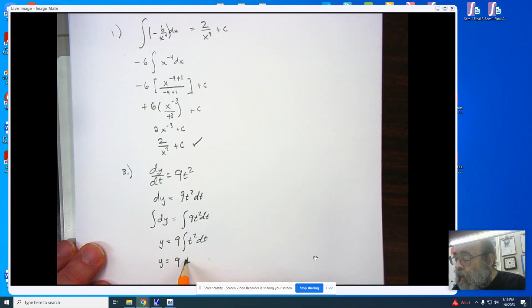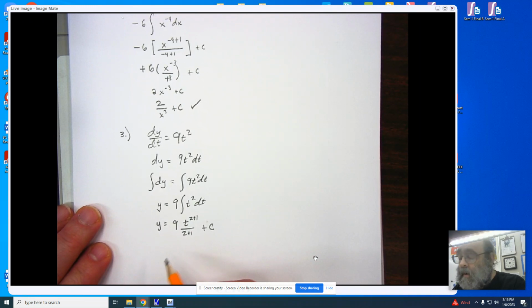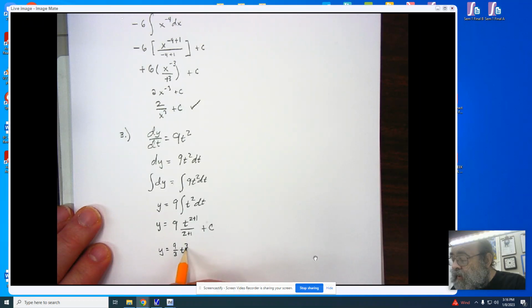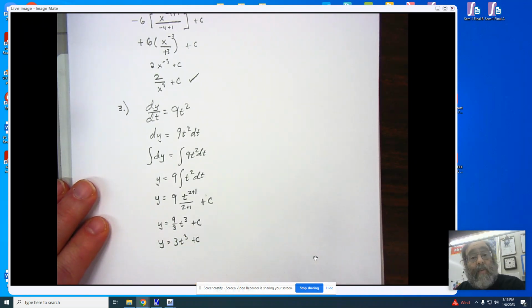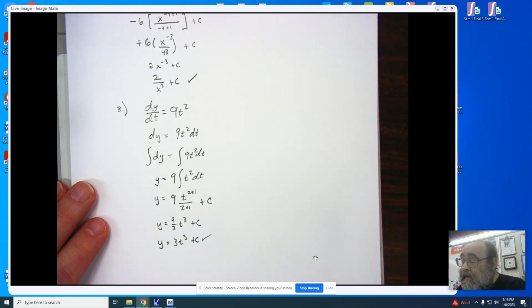9, add 1 to our power, 2 plus 1, and divide by that new power, 2 plus 1. And don't forget to add c. We now simplify it. y equals 9 divided by 3 t cubed plus c, and that simplifies to y equals 3t cubed plus c. This is now the general form or general equation that we are looking for. Let's now check and see if we've got the correct answer.